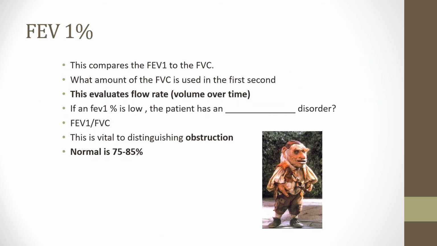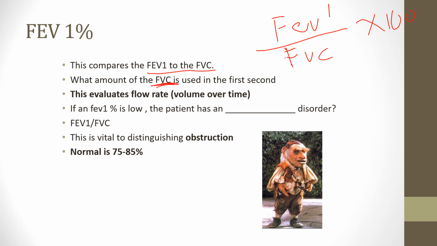Okay, the FEV1%, we've already talked about this. FEV1 is compared to the FVC. So all we're doing is just dividing it. That's all, okay? We're just using it as a divider. So we have the FEV1 over the FVC. That's it. We're just dividing the two, and then we'll times 100 to turn it into a percent, of course. So this is looking at how much of the FVC is exhaled in that first second, and this is a flow rate, important. So volume over time.